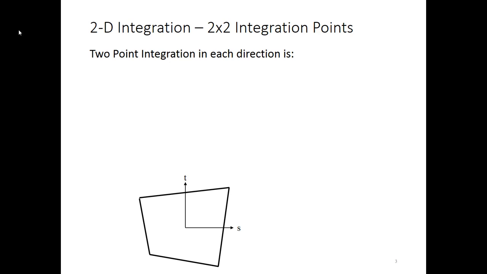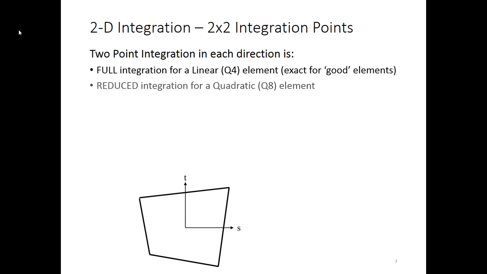Now, if we want to ramp things up a bit, we can go to 2 integration intervals in each direction, or 2 by 2 integration points. It's going to give us a total of 4 integration points because we have 2 in each direction. This gives us full integration for a linear quadrilateral element, or Q4. In other words, it's going to give us exact stiffness matrix results when we have a good element. It will give us reduced integration, so incomplete results, for a quadratic quadrilateral element, or Q8 element.